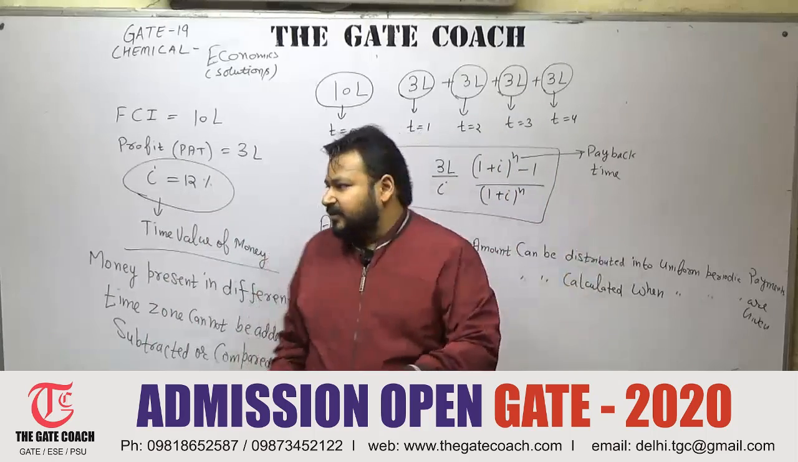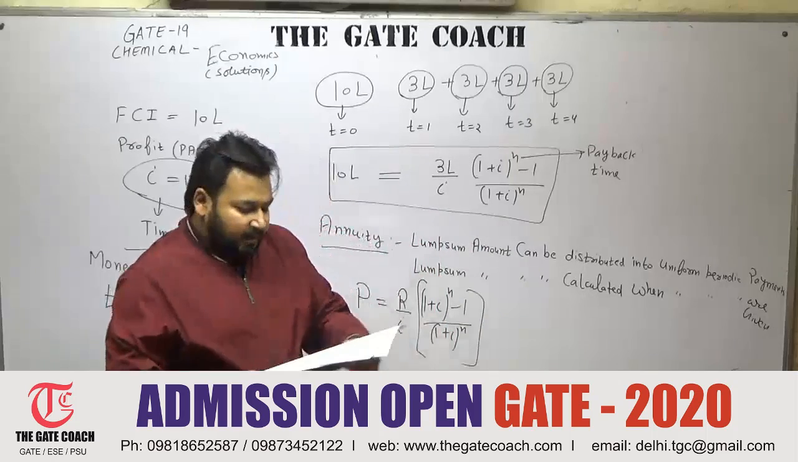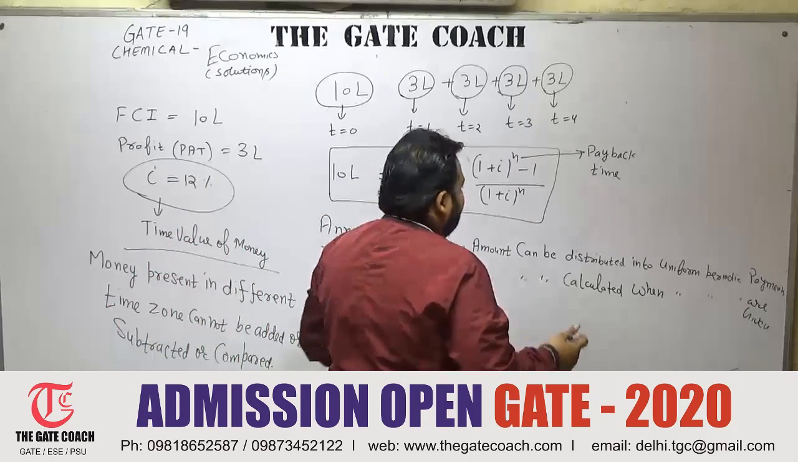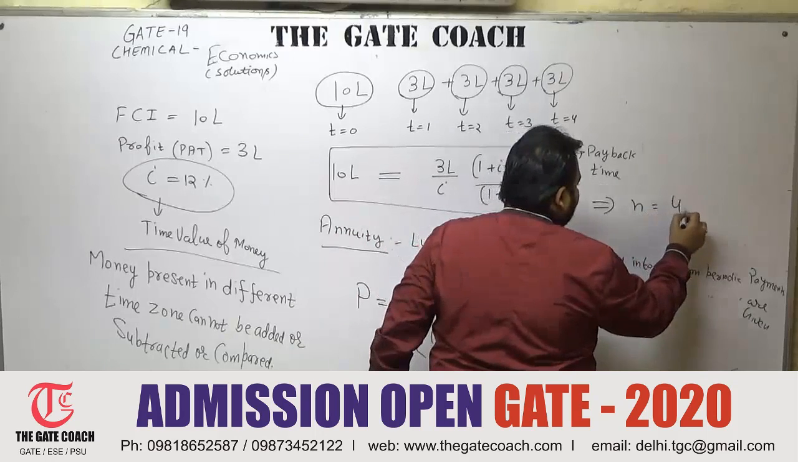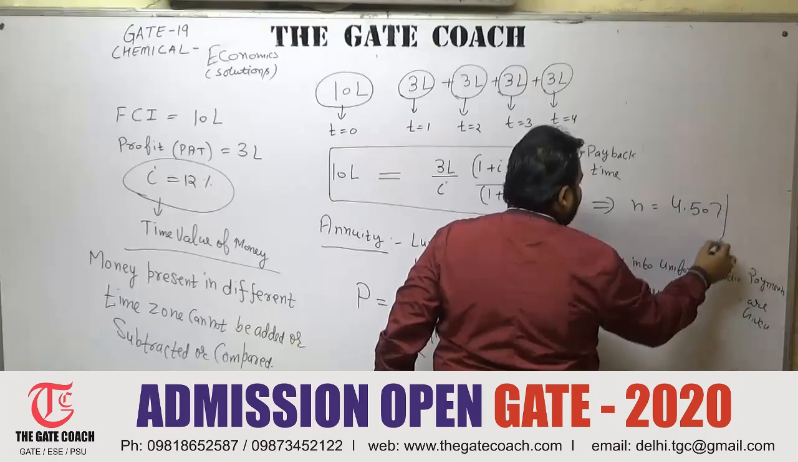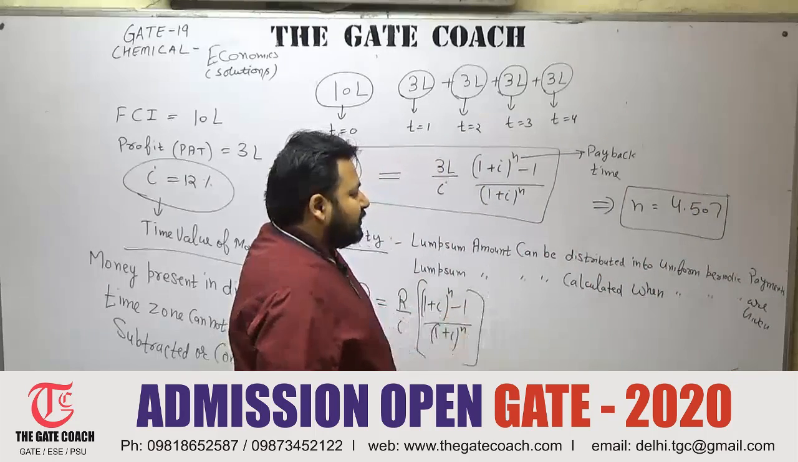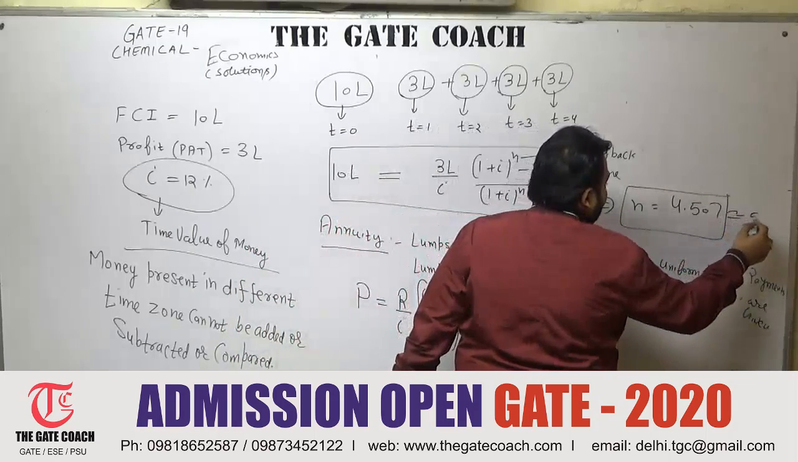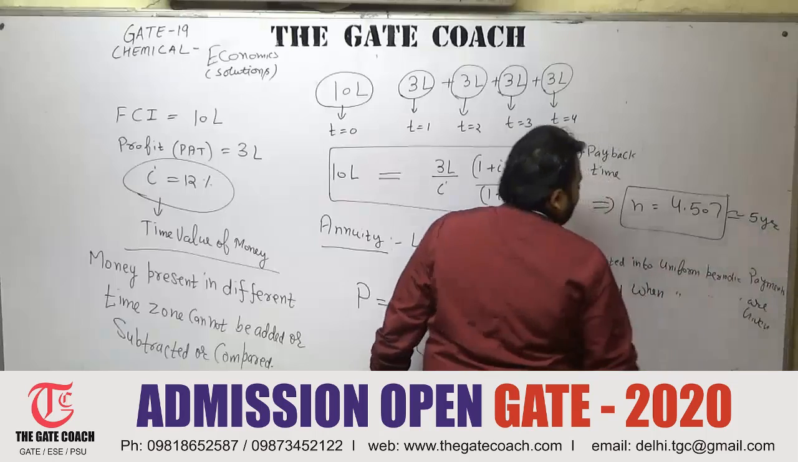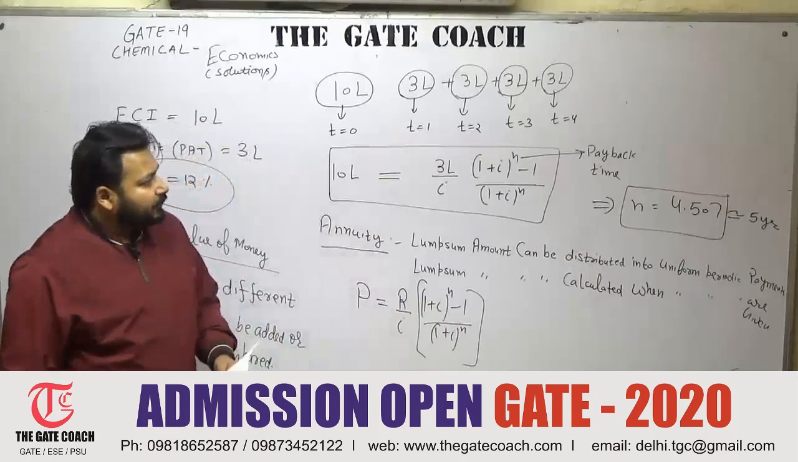Now the interest rate is given to you as 12%. The answer can be calculated, and if you solve it, the answer comes out to be n equals 4.507. And in the question it is given that we should choose the nearest integer. So the next nearest integer is 5 years. So the payback time for this question is 5 years. Thank you.